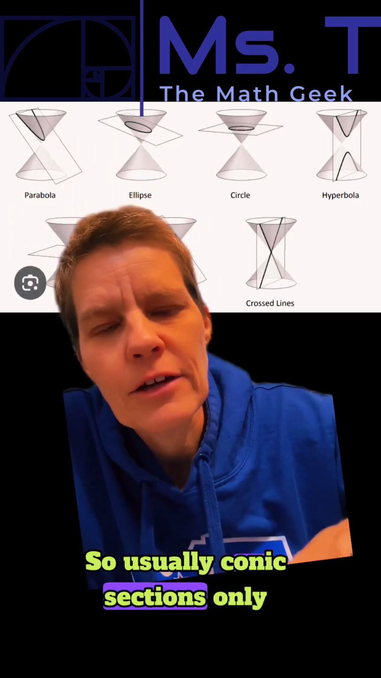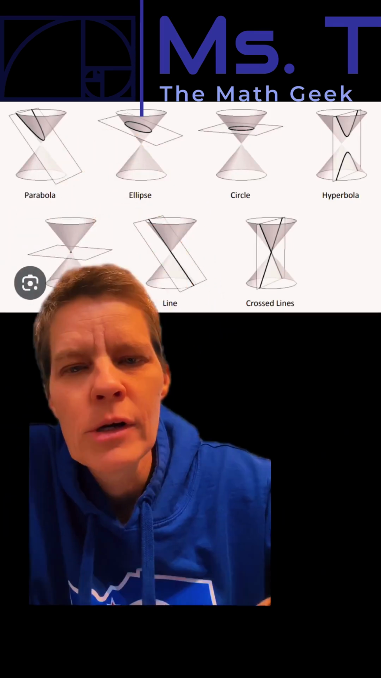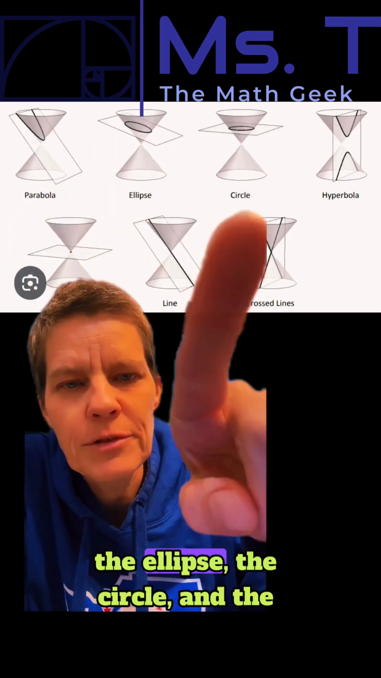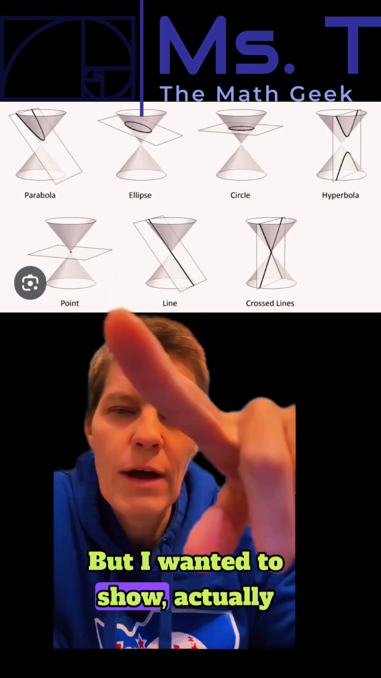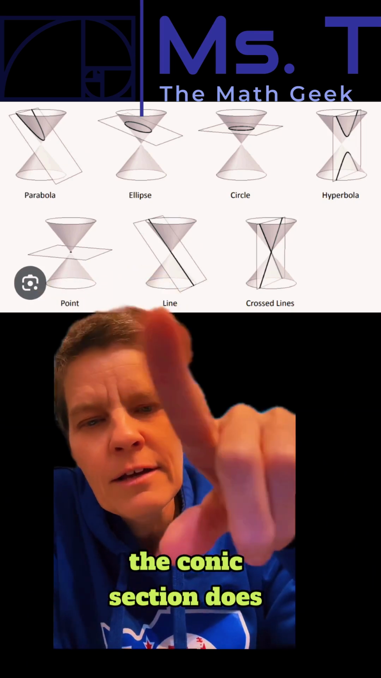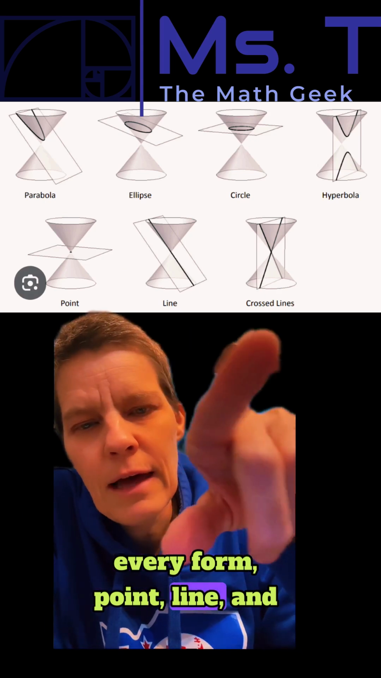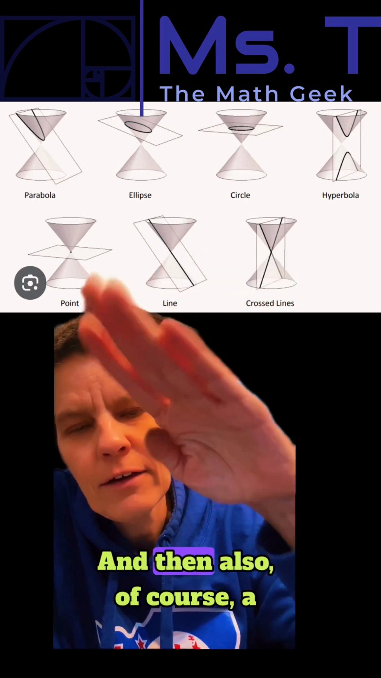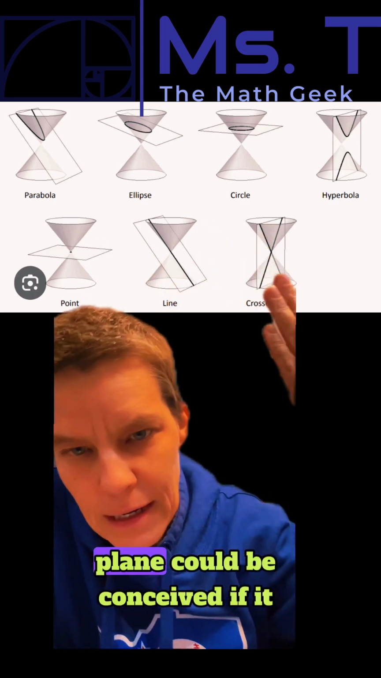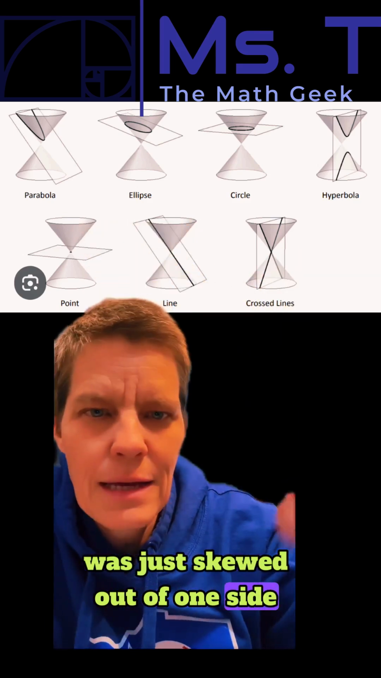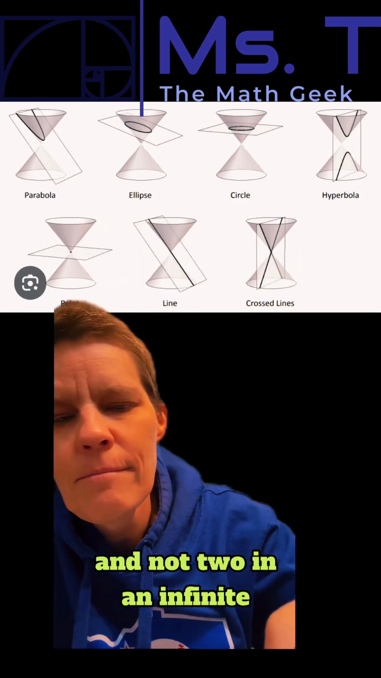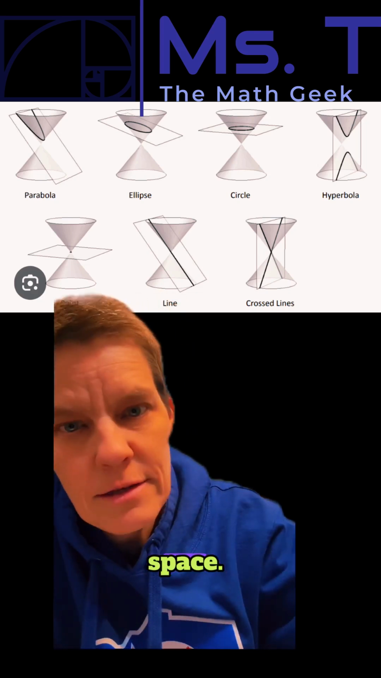So usually conic sections only show you four. They show you the parabola, the ellipse, the circle, and the hyperbola. But I wanted to show actually the conic section does every form: point, line, and cross lines. And then also, of course, a plane could be conceived if it was just skewed out of one side and not two in an infinite space.